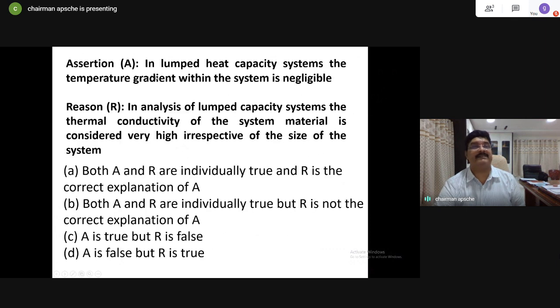In a lumped heat capacity system, the temperature gradient within the system is negligible. In the analysis of lumped heat capacity systems, the thermal conductivity of the system material is considered very high irrespective of the size of the system. So దీంట్లో ఈ రెండిట్లో ఏది కరెక్ట్?